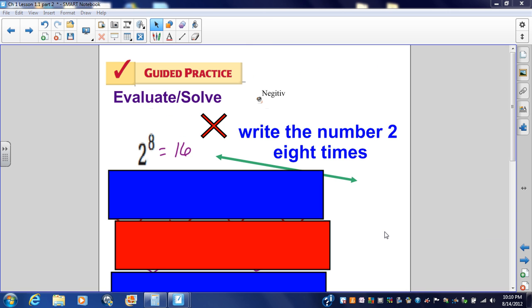All right, guys, second example I'd like you to write in your spiral. We're going to evaluate or solve 2 to the 8th power, exponent of 8. Again, some of you are just going to say, oh, that's easy, 2 with an exponent of 8 equals 16.